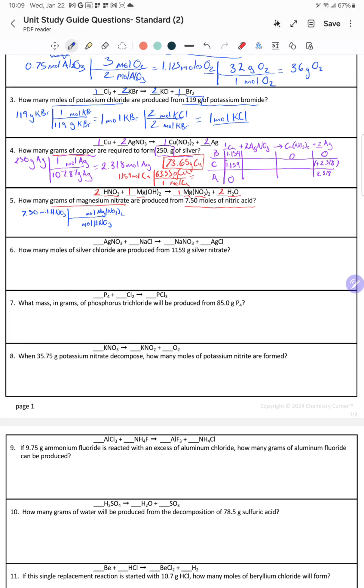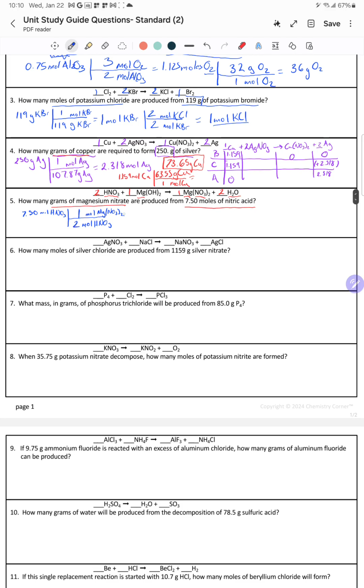And now I look at my balanced chemical equation, get my ratio, and so I look at magnesium nitrate, that's a 1, and then nitric acid is 2.